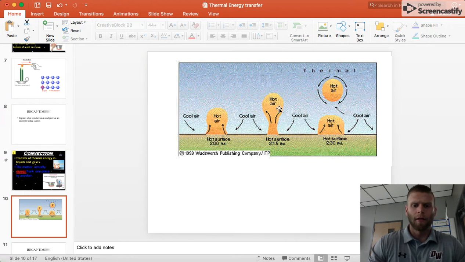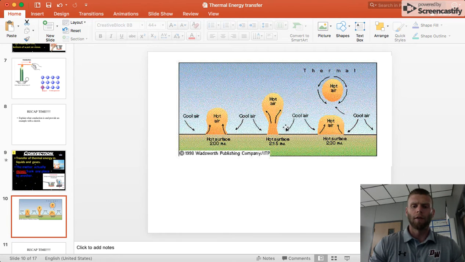Another example here. So we have cool air, right? This comes in, touches the hot surface. The hot surface rises, right? The air rises off the hot surface. So that hot air then rises.